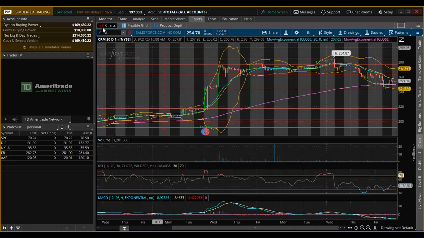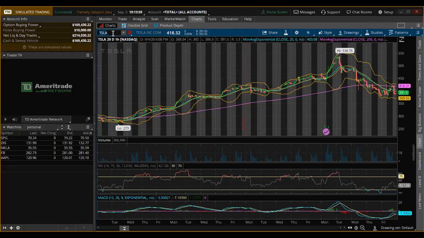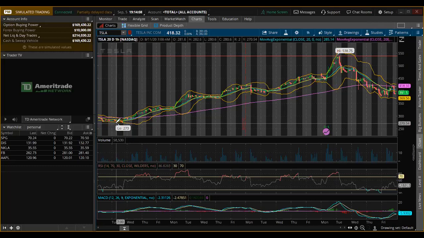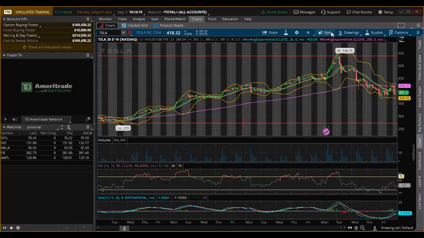I'll show you another one. We'll look at Tesla. The purple line is the 200-day moving average. Your 200-day is the average of the 200 days prior.